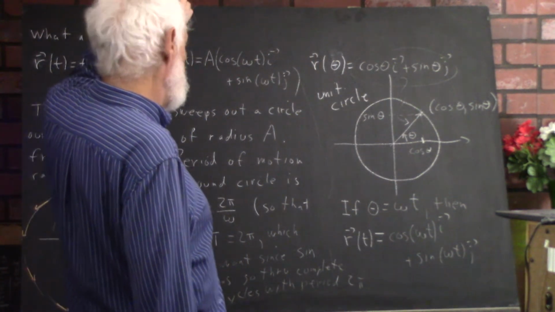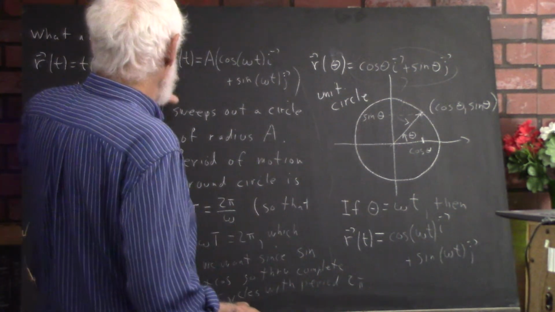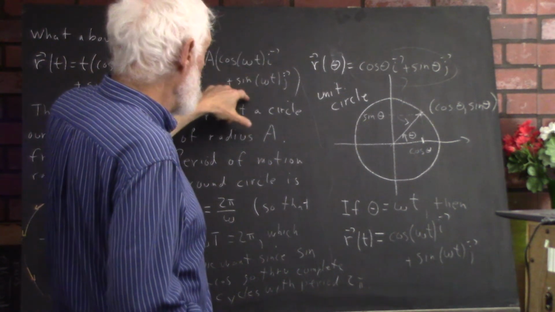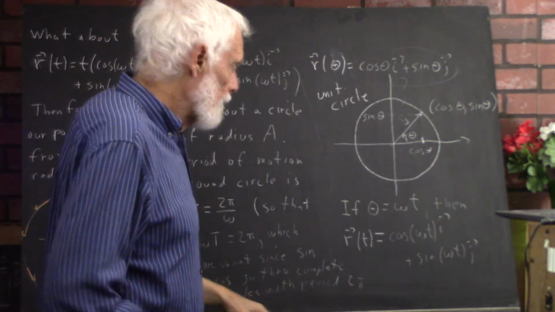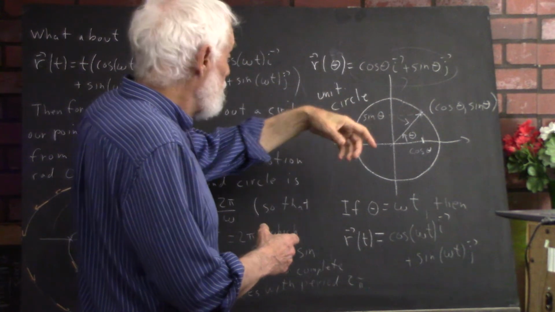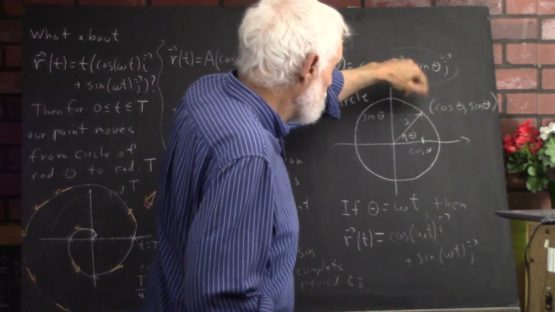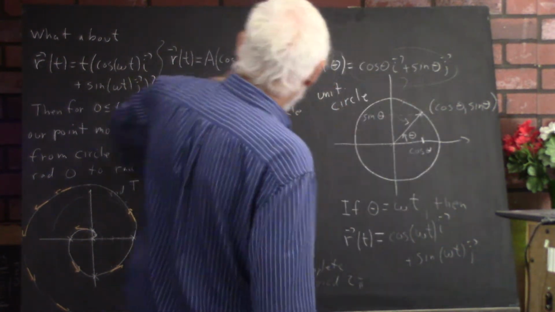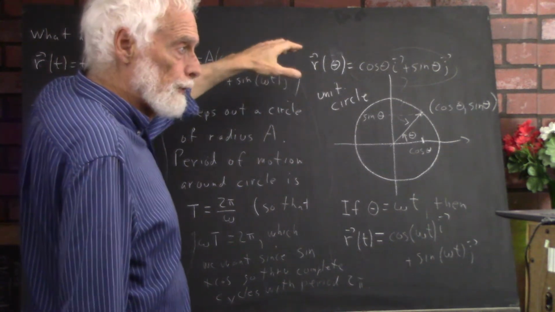So let's just expand this a little bit and then talk about the effect of omega. If r of t is a times cosine of omega t i plus sine of omega t j, in other words, a times this, that just increases the length of the vector from 1 to a. Everything gets multiplied by a, so the components of this vector would be multiplied by a, so the circle would have radius a. So this represents motion on the arc of a circle of radius a.